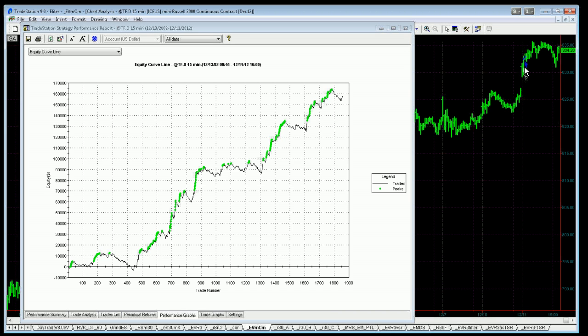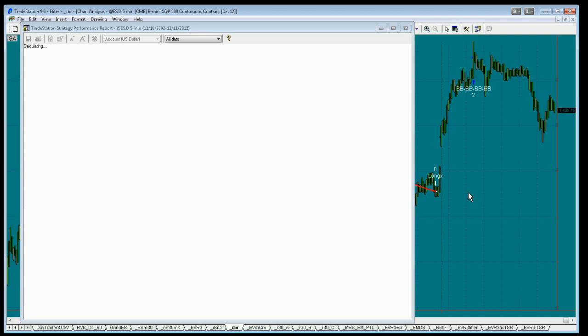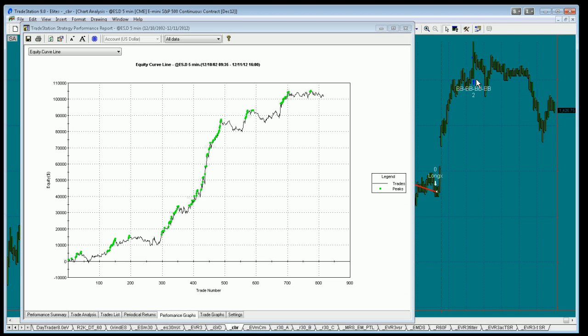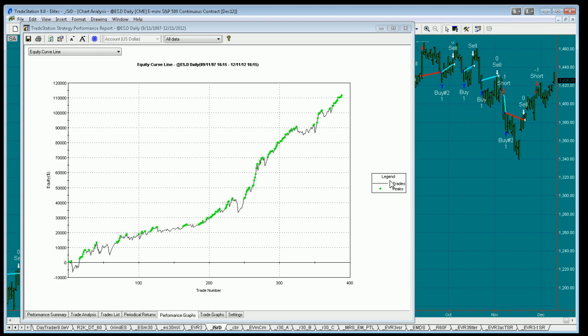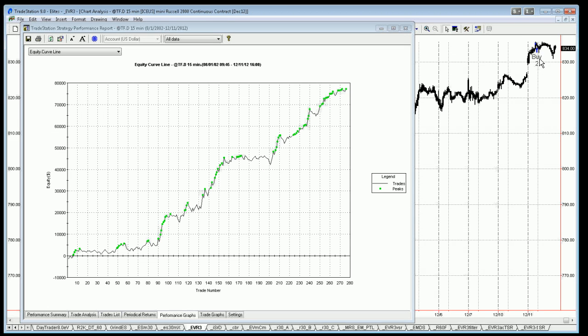EVMCM, as you can see, going long early this morning, 2 contracts. So we've had a lot of longs firing off. CBR going long earlier in the session. ISRD, unfortunately short on the long side. We'll see how that goes. EVR3 itself, going long earlier in the session.